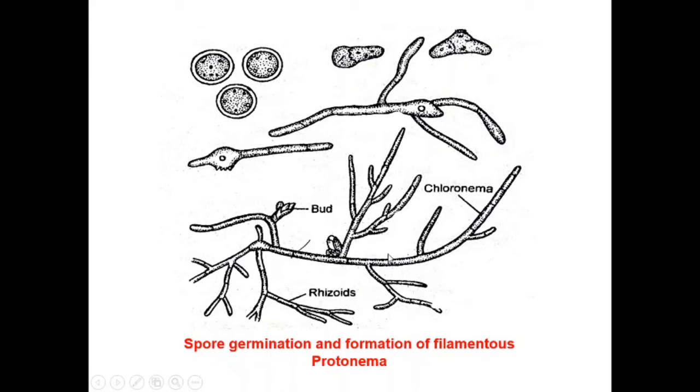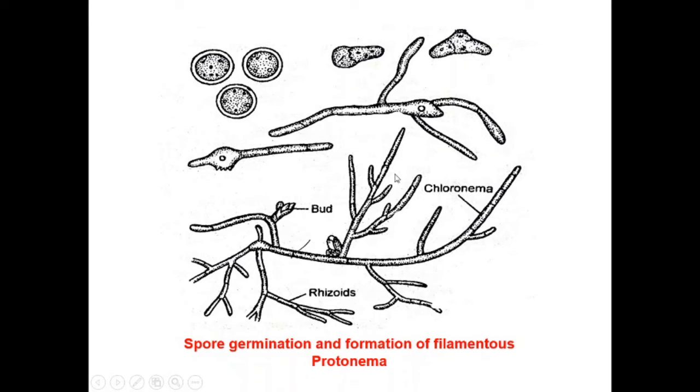This protonemal stage shows two types of branches. The branches which penetrate to the substratum are called the rhizoidal branches. The rhizoidal branches show perpendicular cross walls. They show absence of the chlorophylls.